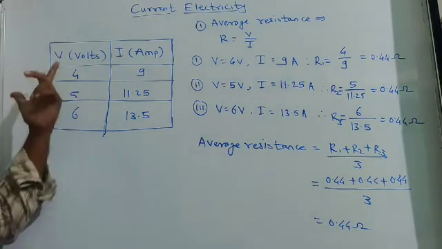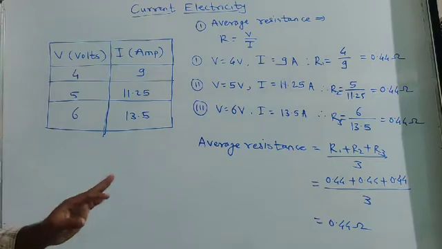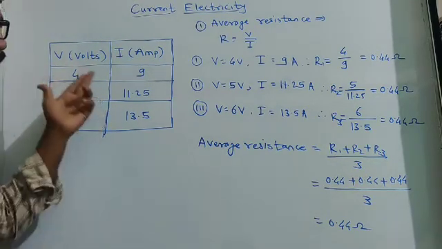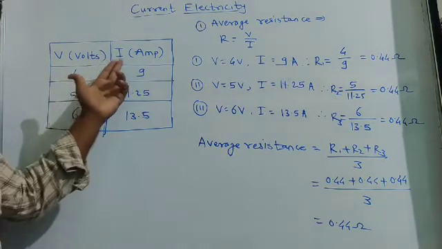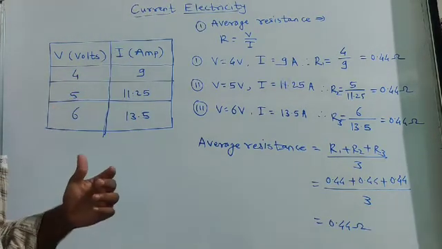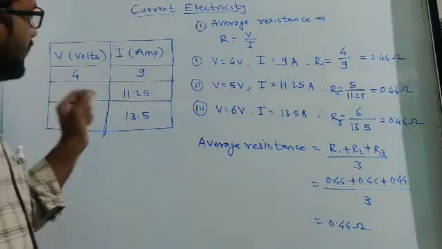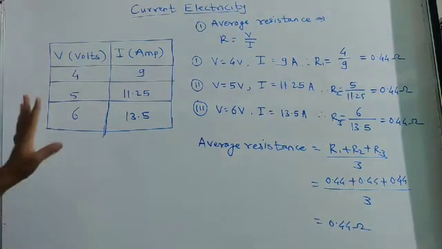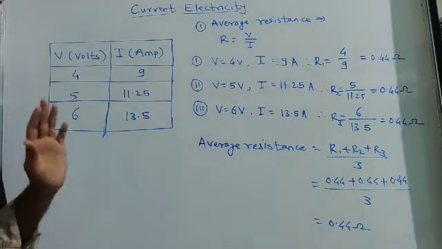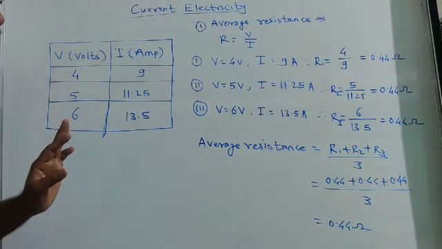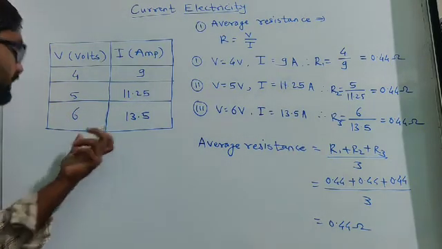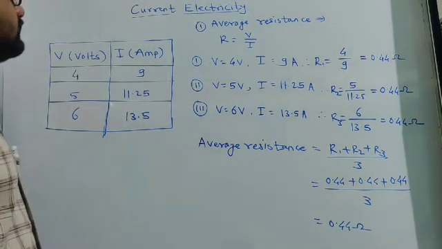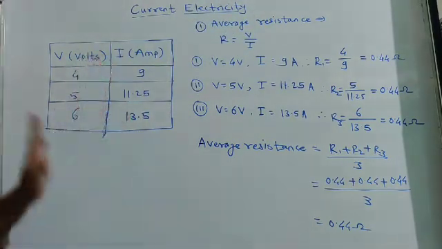One table is given. There are two columns present in this table. The first column is of voltage, given in volt, and the second column is about current, which is given in ampere. Now they tell us that we have to calculate the average resistance. Here, resistance is not actually given, but by giving only this table they tell us to calculate the average resistance of the given data.